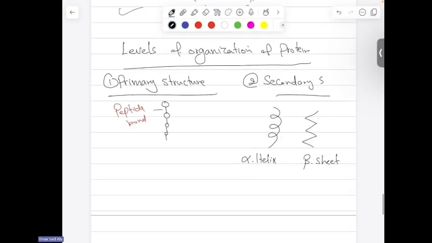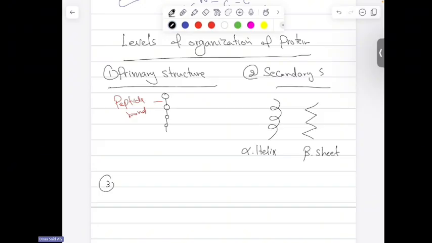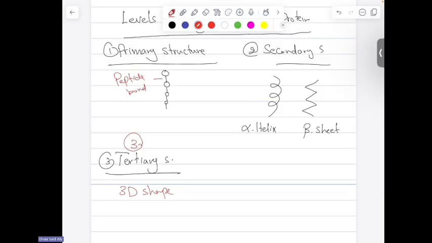Okay, then the third level we call it tertiary structure. As I mentioned, tertiary means 3. So in the tertiary structure, they form a 3D shape. What's the difference between the tertiary structure and the secondary? Tertiary structure is a folded, like this, is a folded secondary structure. It's folded by this way.